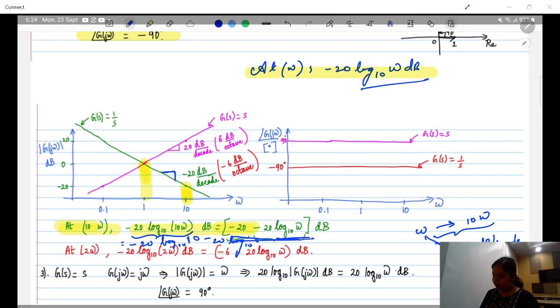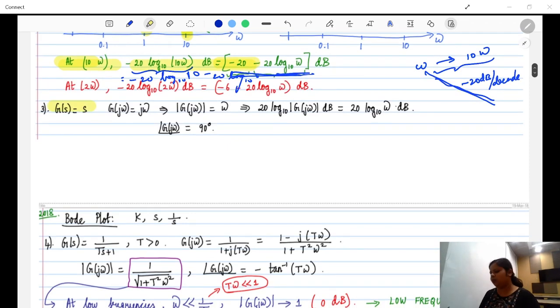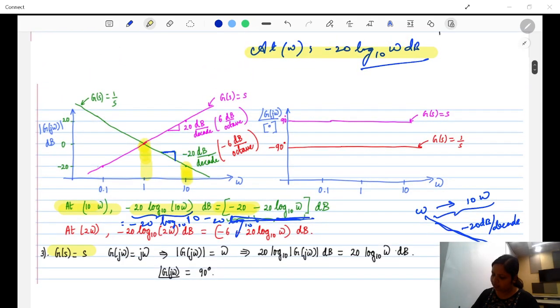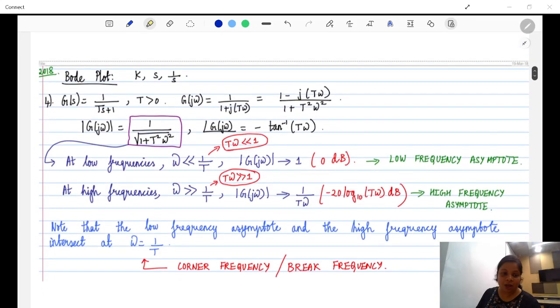Now, similarly, if we go with G(s) equal to s, you will see a similar thing, and you will see that it rises at a slope of 20 dB per decade. A general first order transfer function is represented by this equation. If you have 1 upon Ts plus 1, how would it look? If you convert it into the magnitude form, it would be of this form and the angle would be of this form.